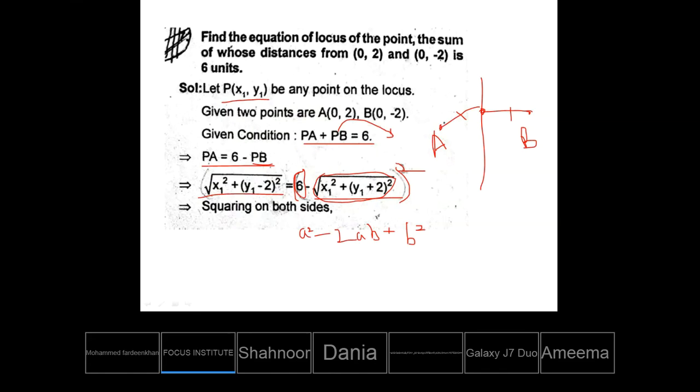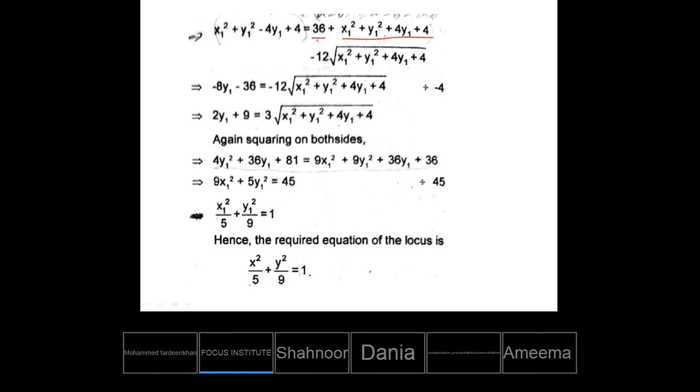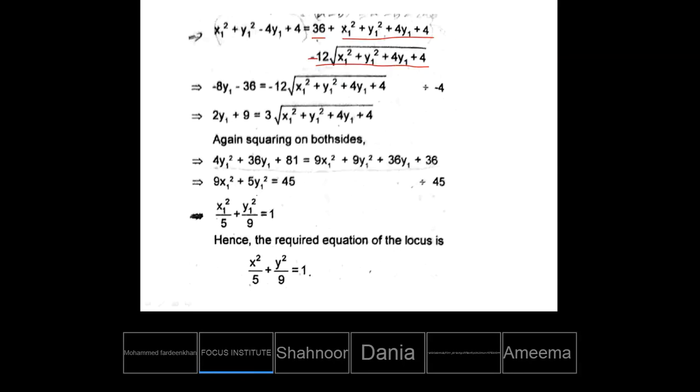So a square will be 36, plus b square, that is x1 square plus y1 square plus 4y1 plus 4, minus 2ab, that is 2 into 6 into root of x1 square plus y1 square plus 4y1 plus 4. Got it? Now this x1 square and y1 square will get cancelled.